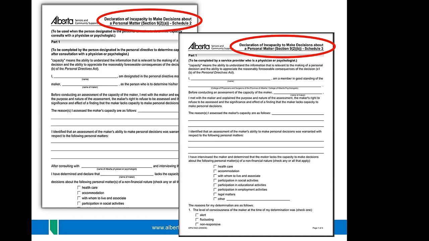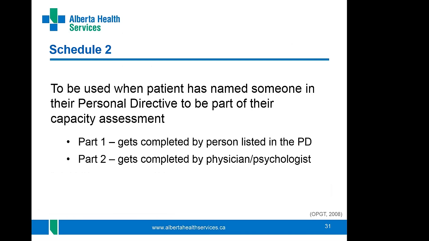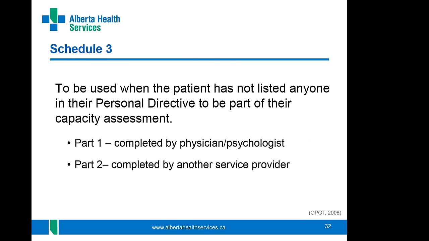So then it would be a physician or a psychologist who would determine your capacity to enact the personal directive along with another service provider. If the personal directive stated that it needed to be 2 physicians, then that's what would be happening, and it would be a Schedule 3. So remember, the Schedule 2 gets completed first by the person listed in the PD, and then Part 2 gets completed by the physician or the psychologist.